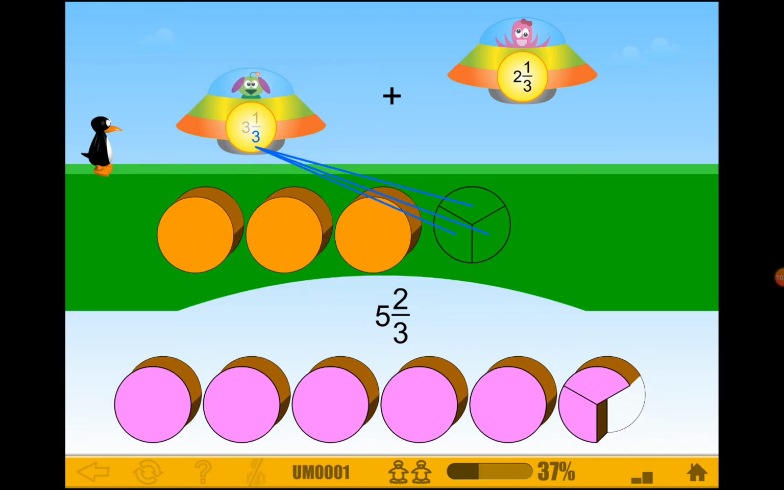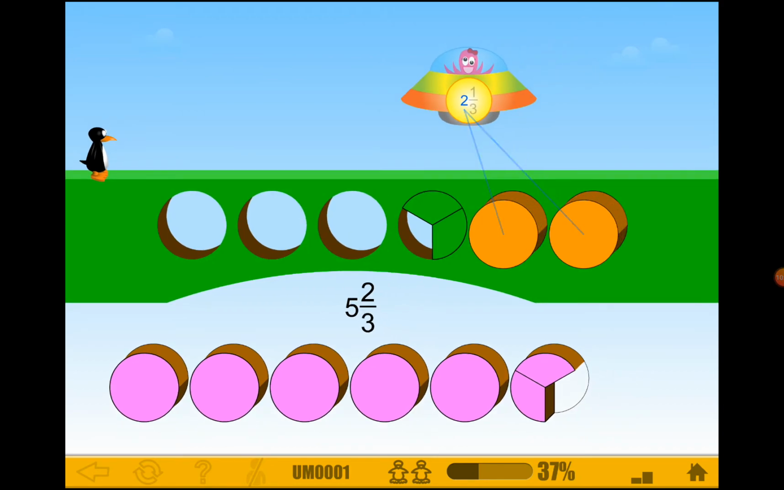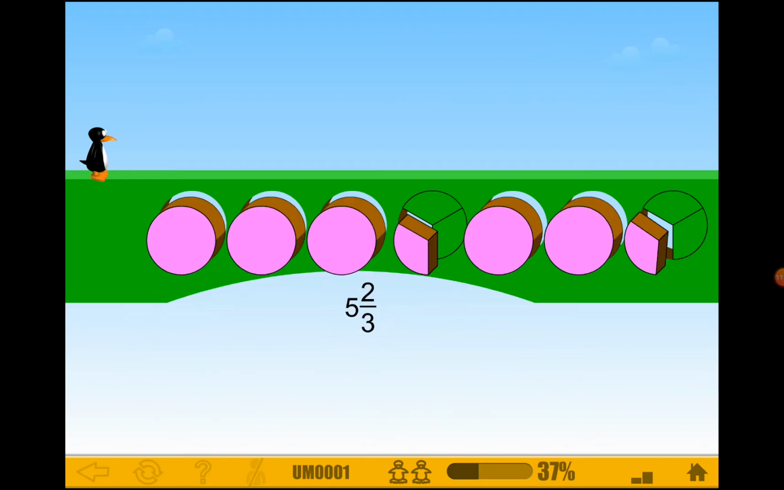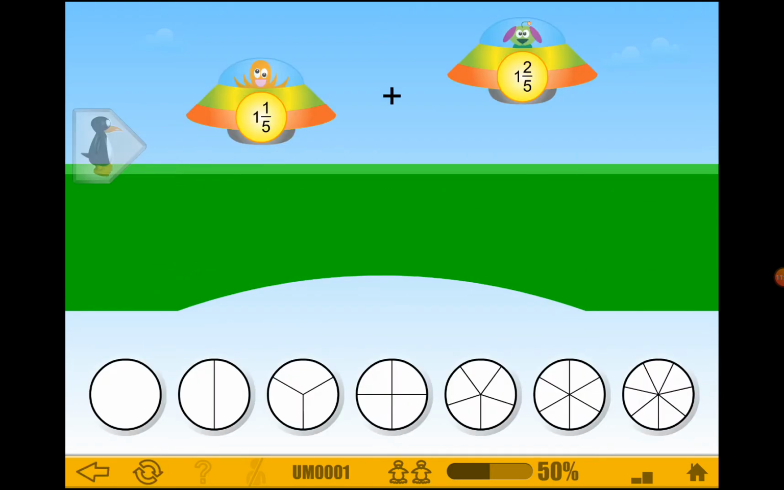5, 2, 3. Okay. Good. So, let's see. Now I just gotta wait again. Nice. Okay. Now I got this. Now, let's see. 1, 2, 1 plus 1. Okay, wait. It's 3 over 5. 5 plus 2 over 5. It's 3 over 5.